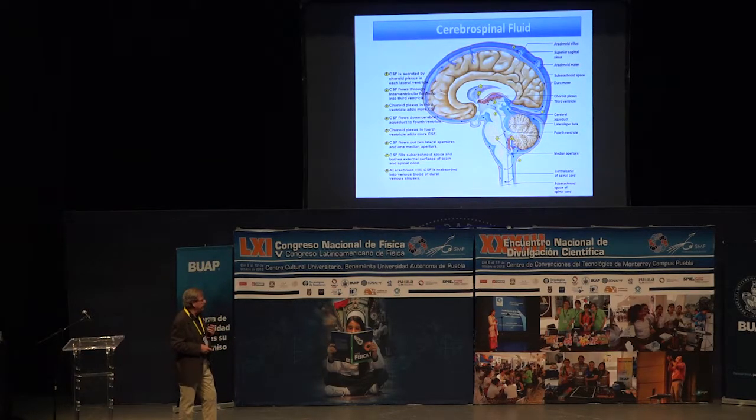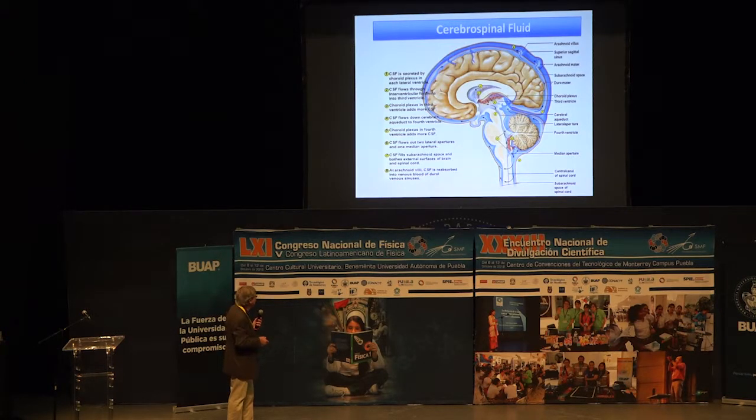Here you have a cross-section of the head of an individual. So this is a mid plane. So the skull will be surrounding the brain. The brain is indicated here in yellow. And notice that the brain has these cavities inside.